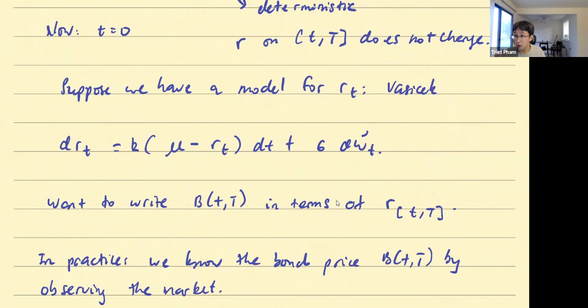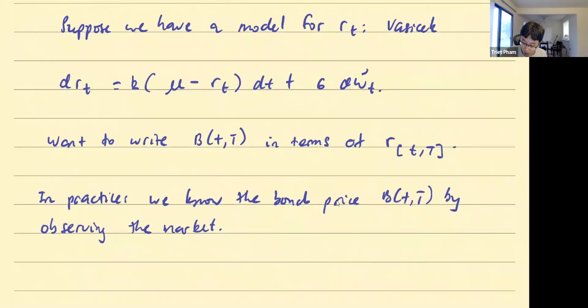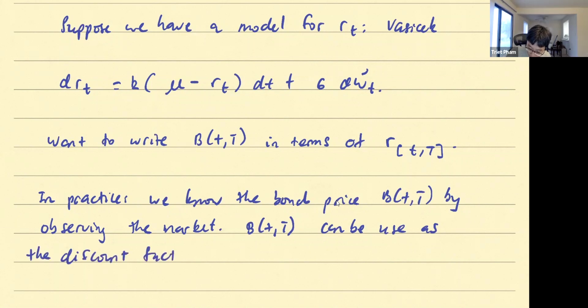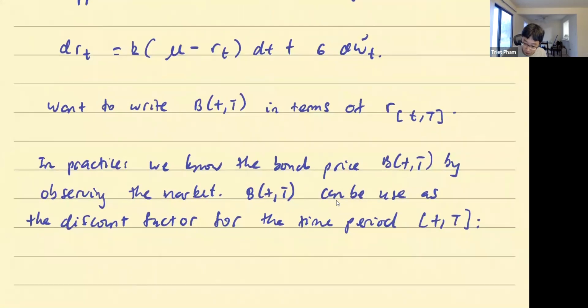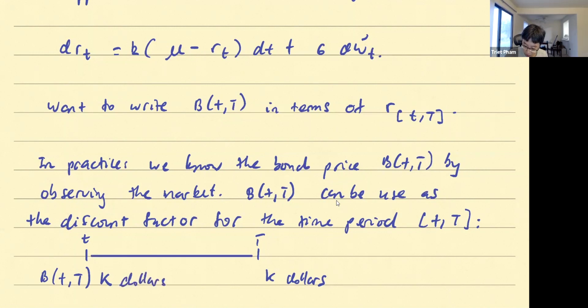One very simple observation that will be used casually sometimes in this class is that B(t, T) can be used as the discount factor for the time period from little t to big T. In other words, K dollars at time T will be worth B(t, T) times K at time little t. Is that okay? So that's the discount factor.